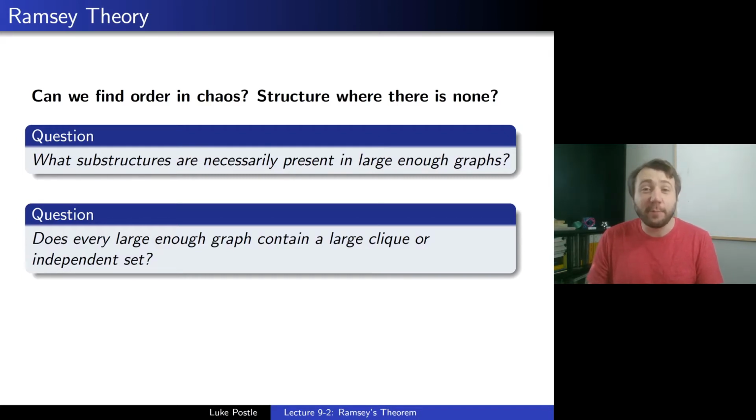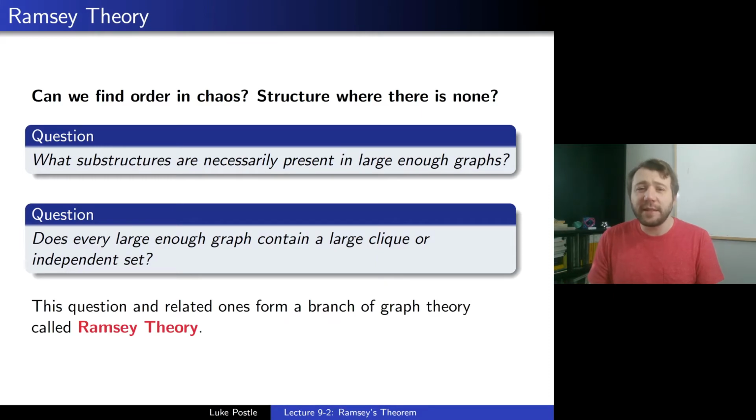I need to have both cases because a graph could just be a clique or an independent set, but is that structure? That's what we mean by structure where there's none. You could have a random graph, but is it always possible to find some subpart that has structure? Here, all complete or all anti-complete, all adjacent or all non-adjacent, would be the structure we're looking for. This question and related questions form a branch of graph theory with its own distinctive flavor, called Ramsey theory, after Ramsey and Ramsey's theorem, which we'll be discussing today, which answers this question.